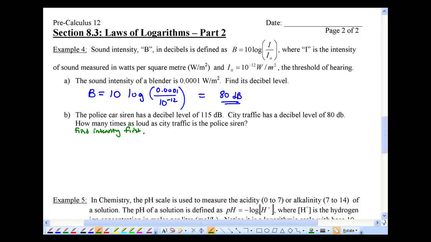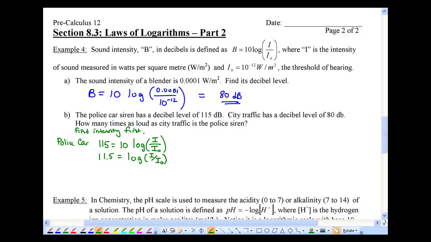So we'll do it for the police car, where the B value is 115. So this equals 10 times log of I divided by I naught. Divide both sides by 10 to try to solve for intensity, which is I. So this is now 11.5 equals log of I over I naught.